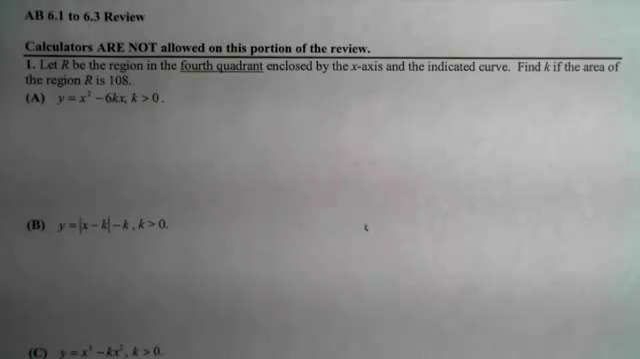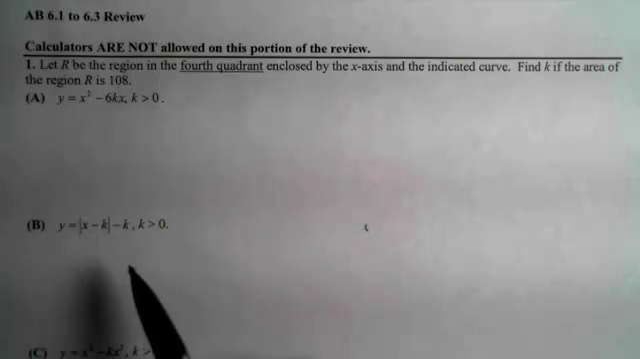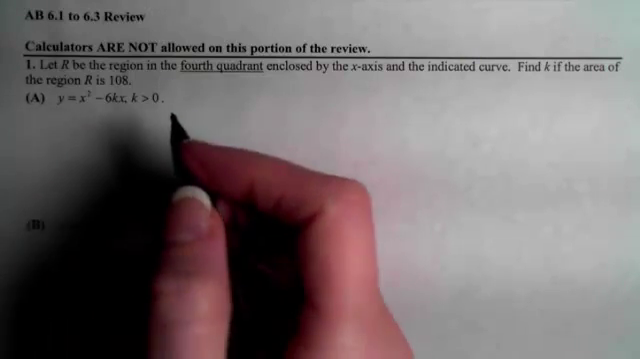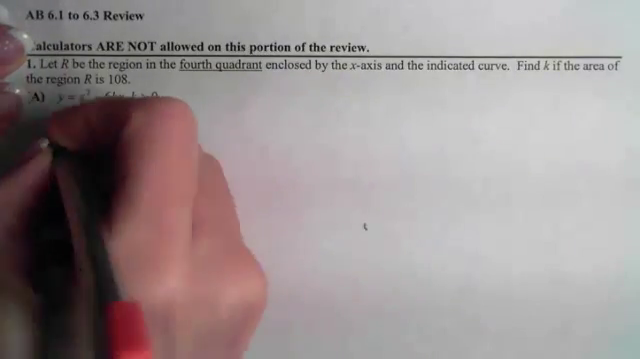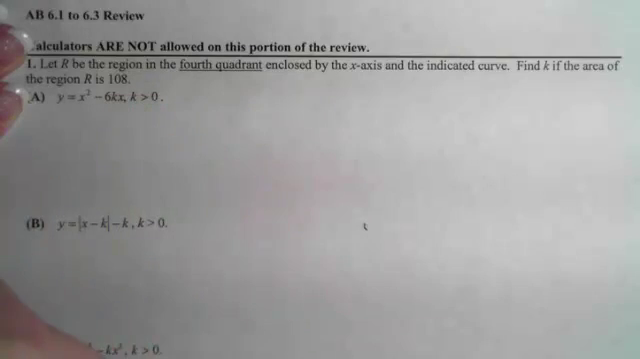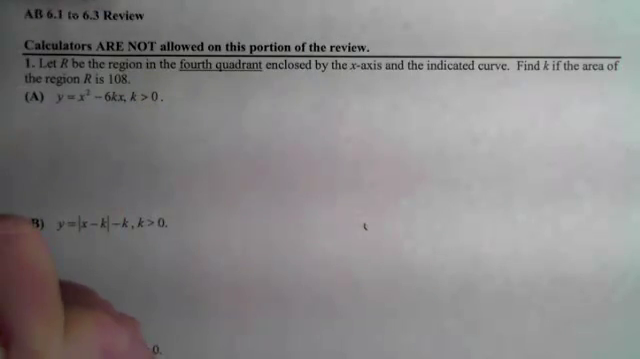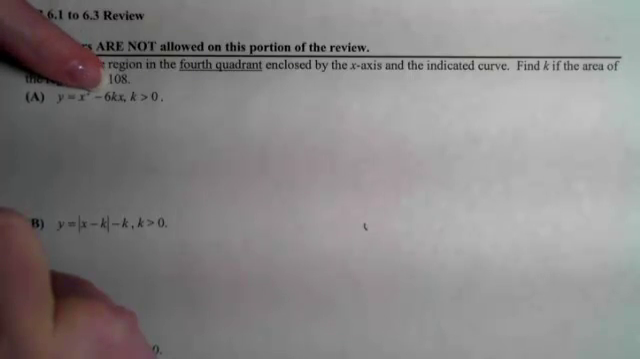And our job is to figure out what k is if the area that is created in the fourth quadrant has a value of 108. So that means we need to know what the general shape of these curves are each going to look like. One of the ways that we can think about this is that it is a parabola and it opens up, and we're supposed to get area in the fourth quadrant. Because of that, this is going to dip below the x-axis.